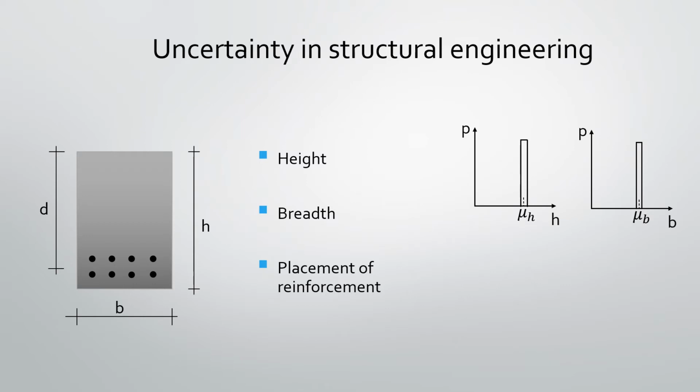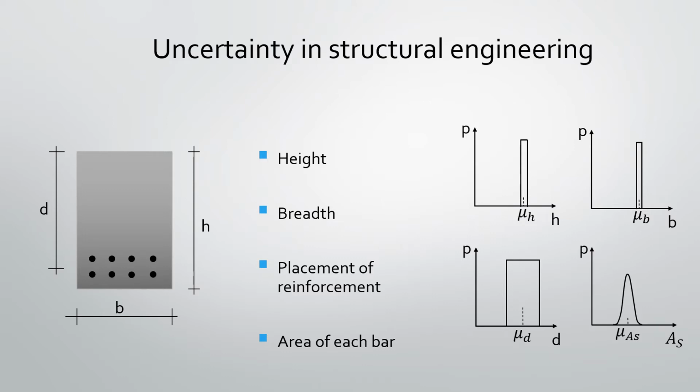The placement of the steel reinforcement, represented by the distance from the top of the beam to the center of the area of the reinforcement, may have a slightly higher variation, as the placement of the reinforcement bars is more difficult. Like the height and breadth, it may vary uniformly between a lower and higher value. The area of the steel reinforcement may also vary, depending on the manufacturing process, possibly following a probability distribution function close to a normal distribution.